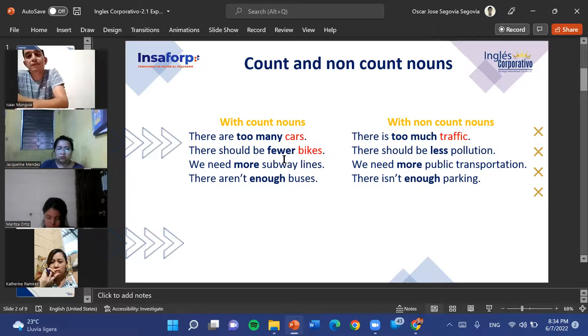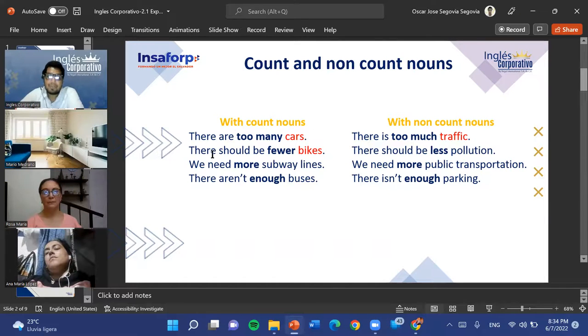I think there should be more bikes and fewer cars. Okay, so there should be more bikes and less cars. Very good. So that is a good opinion as well. So with there should, you are mentioning what you consider to be the best option. So you think there should be more bikes instead of more cars.